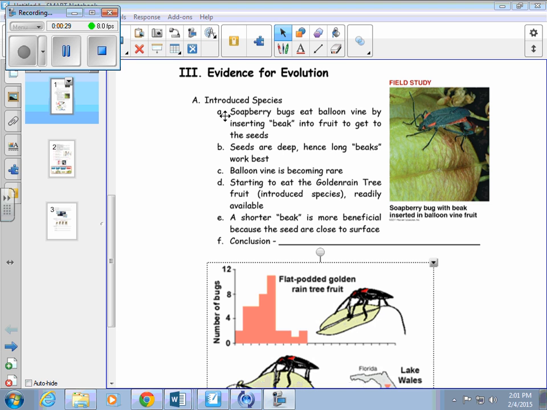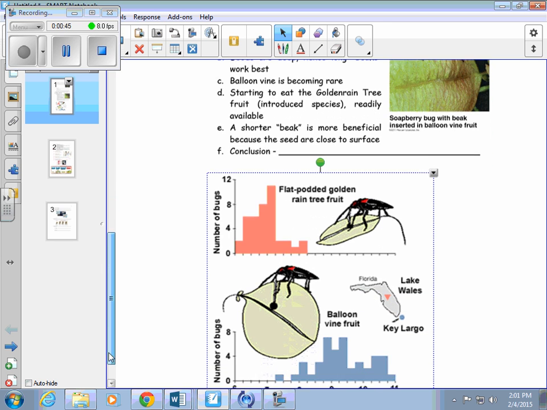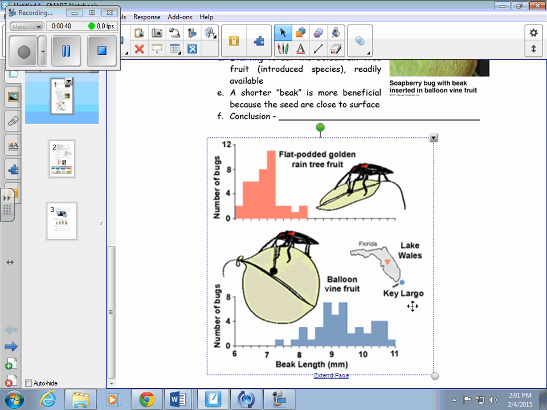The first thing I want to talk about is the soapberry bug, and a soapberry bug is a bug that has, well, they call it a beak, but it looks like its mouth, and they eat fruit. They eat fruit from a balloon vine, and I have an extra picture down here that you don't have in your packet, but the balloon vine produces fruit that looks like this, and the balloon vine fruit is very round, and there are seeds in the center of the fruit, and this soapberry bug sticks the beak all the way into the center of the fruit, and it can retrieve all of the seeds, and that's what it eats.